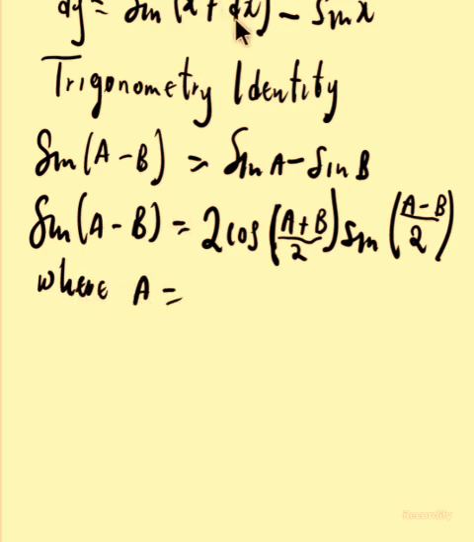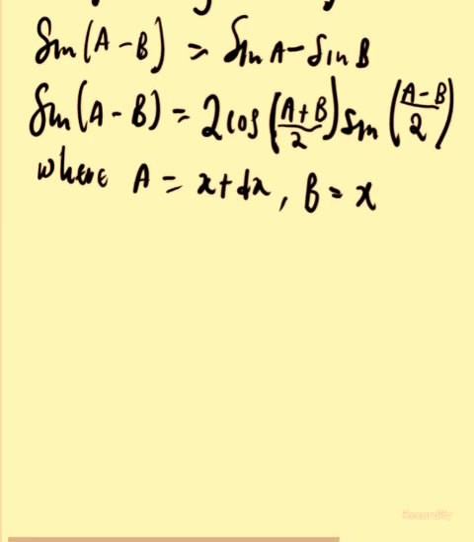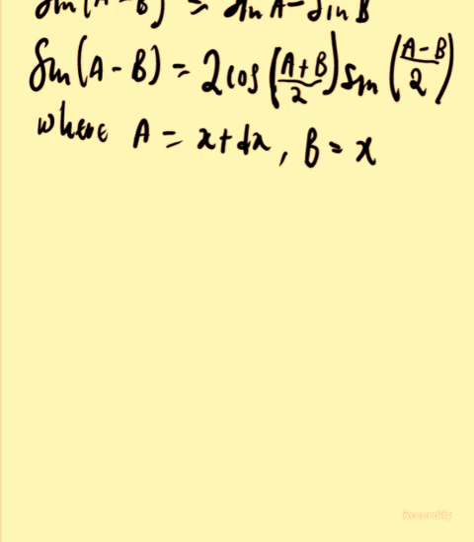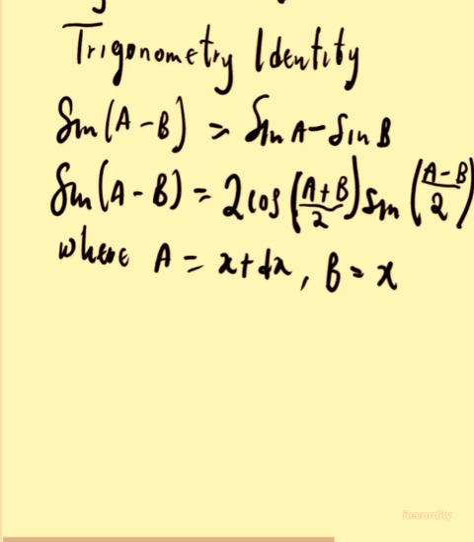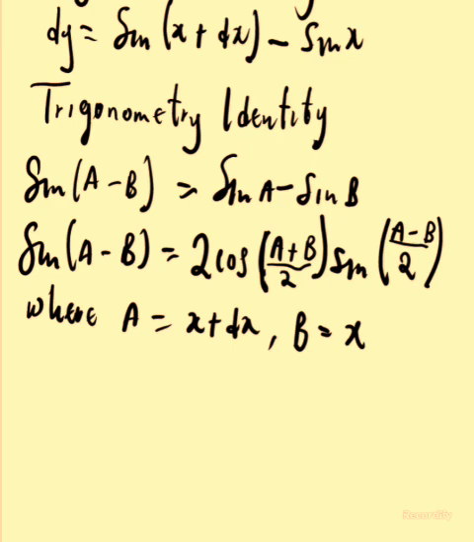Our A is what we have inside the bracket here, that is the value attached to this sign, which is x plus dx. My god, this is beautiful. And our B will be the value attached to the sign here, which is equal to x. All right, since we know the value of A and B now, we'll be able to move on.